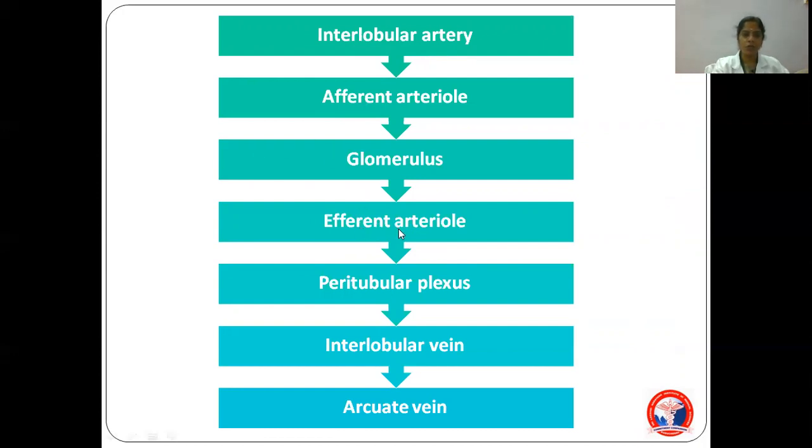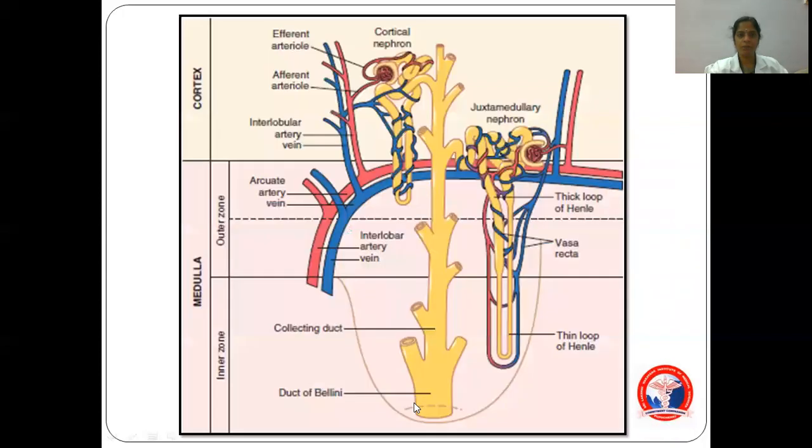This efferent arteriole forms a plexus over the tubules, named the peritubular plexus. From the peritubular plexus, the vein starts. So artery becomes vein. From the peritubular plexus, the interlobular vein starts. It becomes the arcuate vein. In this picture, you can see this plexus of vessels over the nephron. That is the peritubular plexus. From the peritubular plexus, the vein starts.